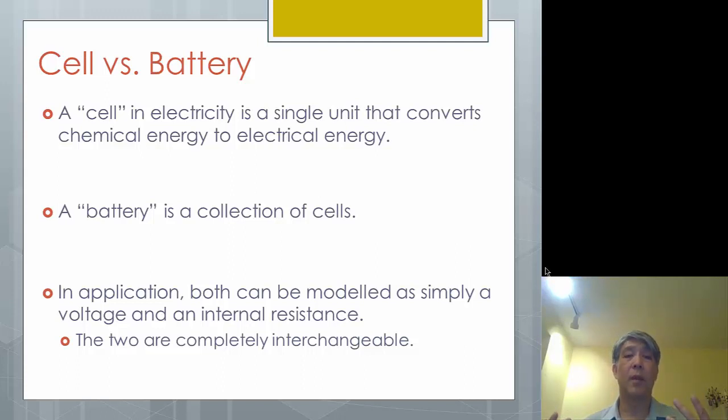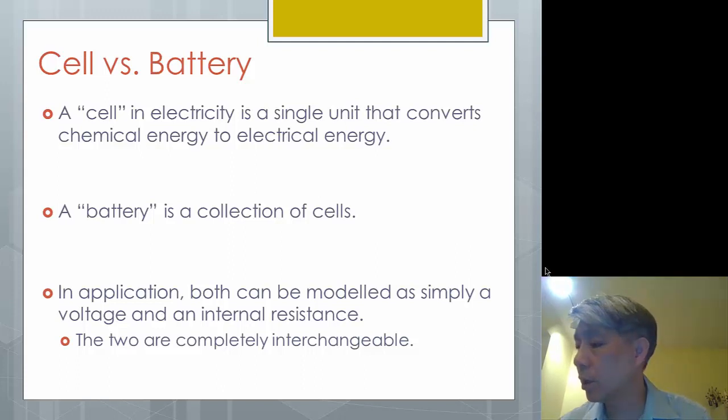First of all, there's a difference between the word cell and the battery, but that difference is pretty subtle. In application, we're going to be using those two interchangeably, and I use them interchangeably. A cell is basically just a single unit that converts chemical energy to electrical energy. A battery, on the other hand, is a collection of cells. The only difference is if you have an internal resistance per cell, the battery will need to incorporate every single one of those internal resistances in series. But in application, both of them will have a voltage, both of them will have an internal resistance. It's a question of how much resistance it will have.